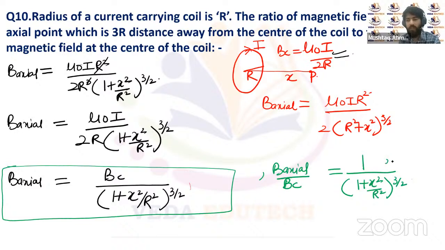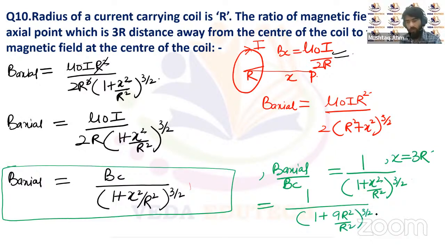Now the value of x here is given as 3r. We can substitute the value of x in this equation to get the final solution. That will be 1 plus 3r square, which is 9r square, upon r square, to the power 3 by 2. So it will be 1 upon 10 to the power 3 by 2. This will be the ratio between the two magnetic fields, at an axial point at a distance of 3r from the center of this circular loop. So this is how we can find the ratio between the magnetic field at the center and the magnetic field at the axis of a current carrying loop.